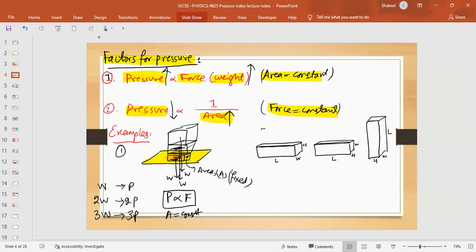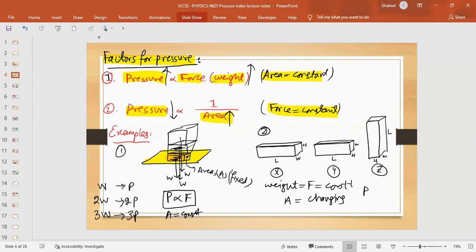Okay, in the second example, there is a block of dimensions L, which is length, W, which is width, and H is height. So it is placed in 3 different positions. The first position X, the second position Y, and the third position Z. So in this, its weight is constant, like weight or the force is constant. You are not changing it, but the contact area is changing, right?